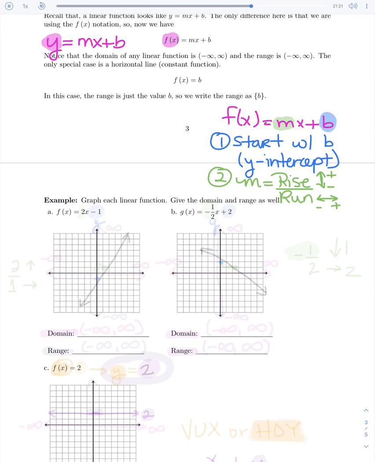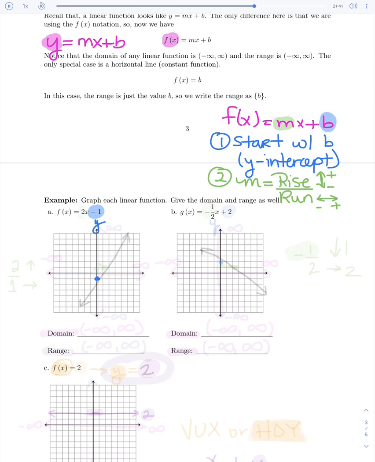This first one, we've got f of x equals 2x minus 1. So the first thing that we would actually start out with is the negative 1, which is where we're going to intersect the y-axis down at negative 1.